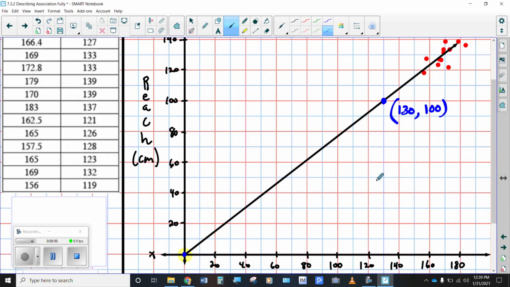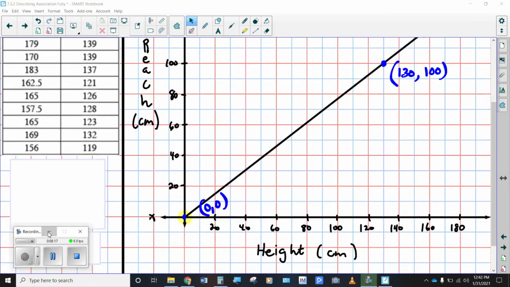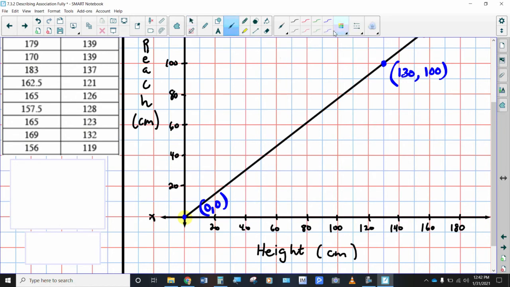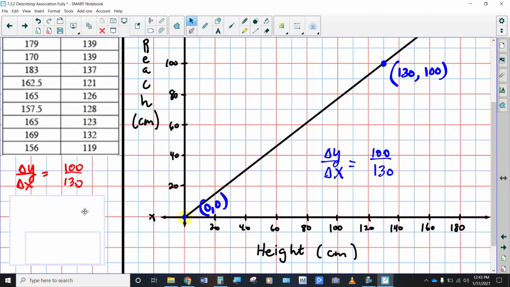So what appears to be our slope ratio? Go ahead and see if you can figure that out based on the fact that this is the origin, which is 0, 0. Figure out your change in y over your change in x and write that as a decimal number or as a fraction. Okay, let's see how we did. So if you take your change in y over your change in x, in this case to go from 0 to 100, that's the y value, so that would be 100. And your change in x would be 130. So that ends up being your slope ratio, which could be changed to a slope of 0.77.